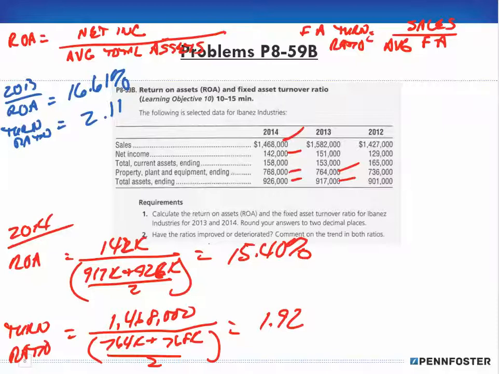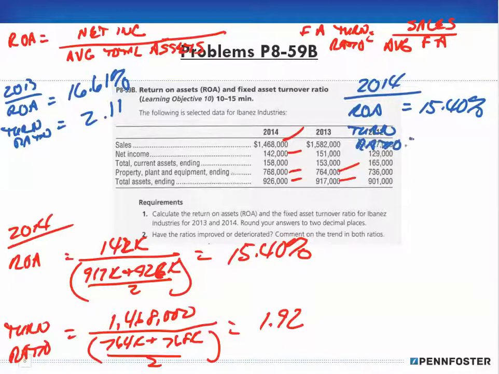Right? So for 2014, I have my return on assets equal to 15.40, and my turnover ratio equal to 1.92. Okay, so Number 2, have the ratios improved or deteriorated? Comment on the trend in both directions.